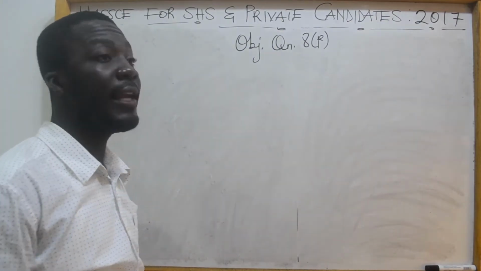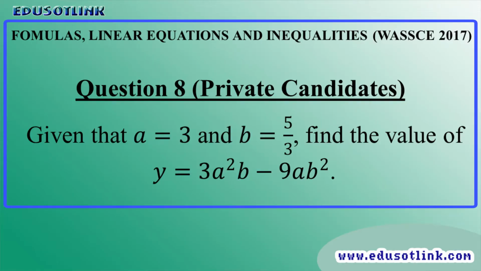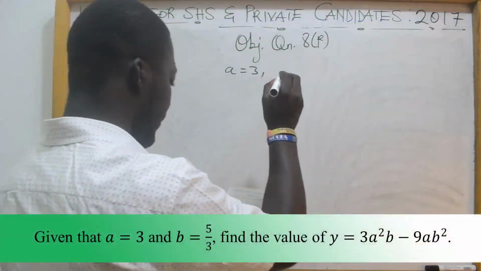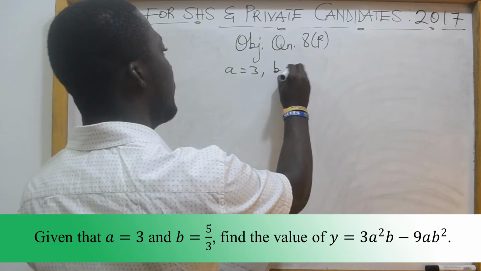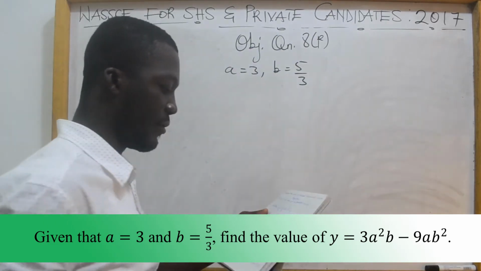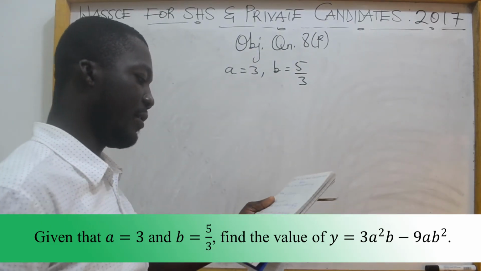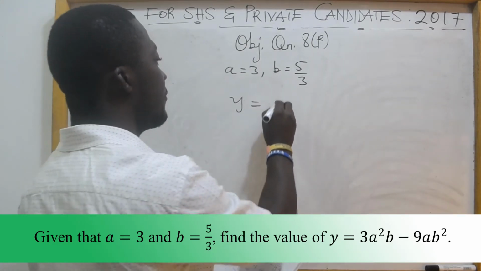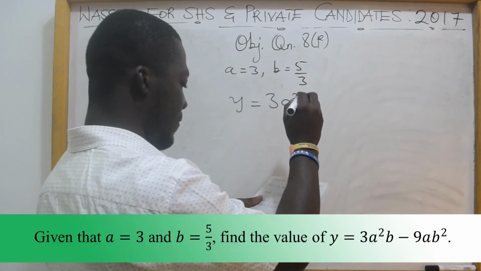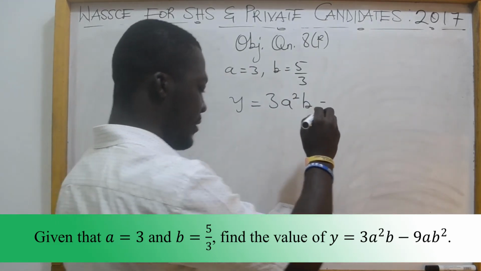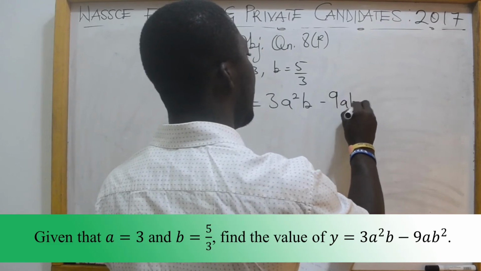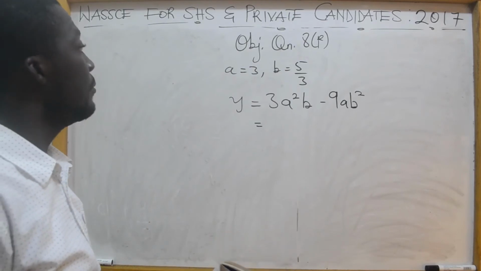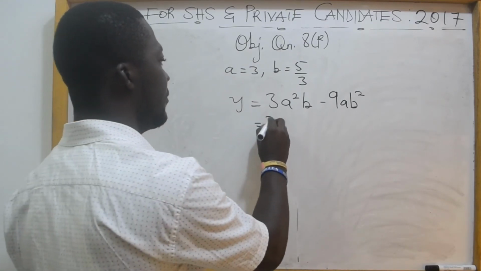Objective question 8 for private candidates. It says given that a is equal to 3, b is equal to 5 over 3. So you have been given the values of a and b. Find the value of y is equal to 3a squared b minus 9a b squared. So we have to find the value of y. So we just do a substitution.